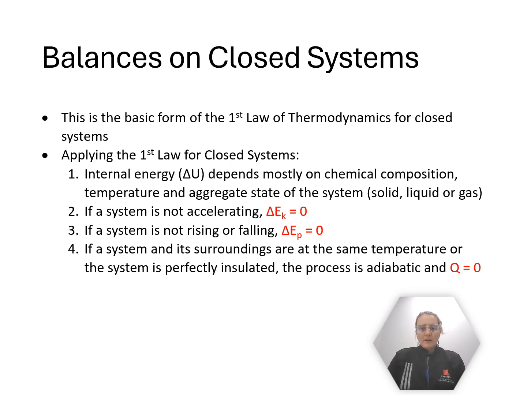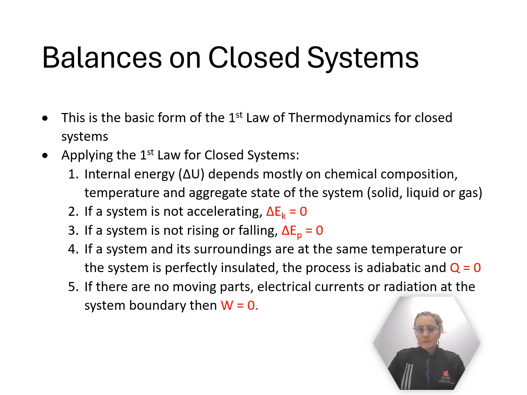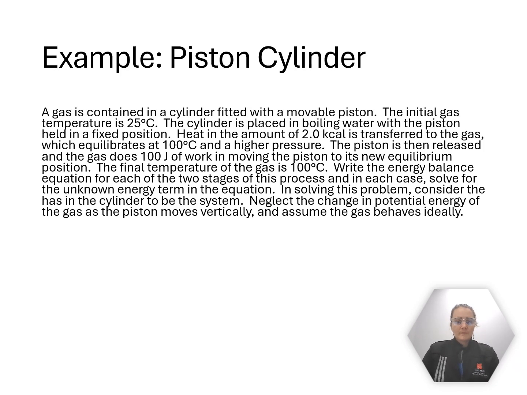If a system and its surroundings are at the same temperature, or the system is perfectly insulated, the process is what's called adiabatic, which you may have heard if you've taken thermodynamics, and that means that the change in heat is equal to 0. If there are no moving parts, electrical currents, or radiation across the system boundary, then the amount of work done is 0. So we're going to be looking for situations where we can possibly cancel out some of these terms. Let's put this into practice with an example.